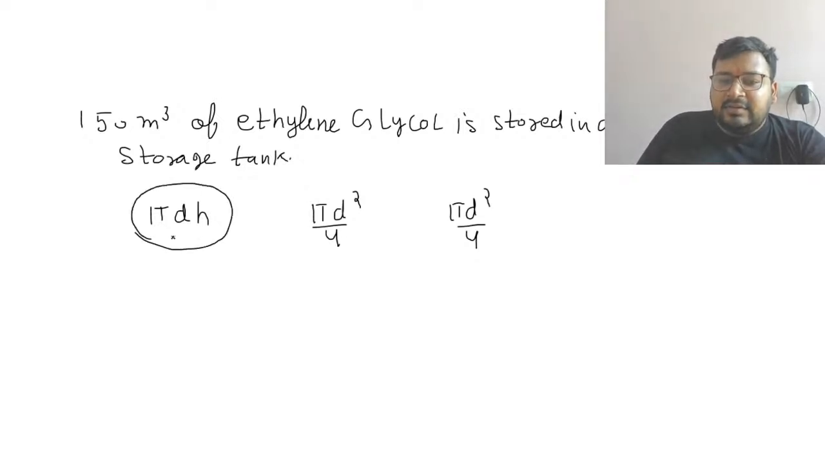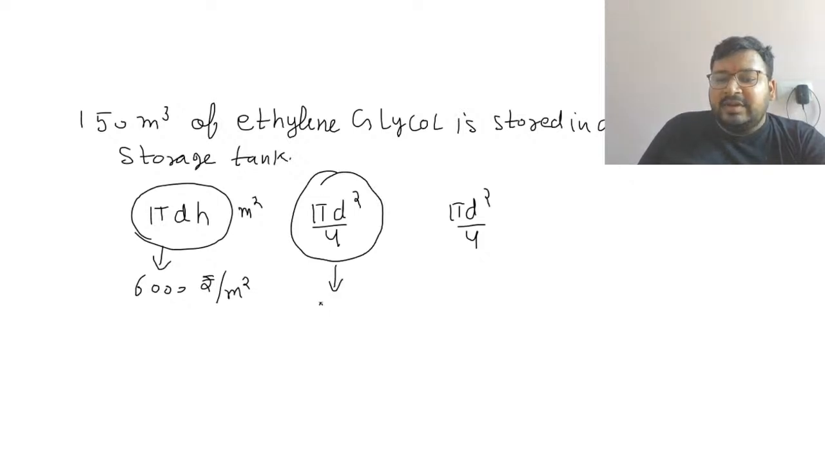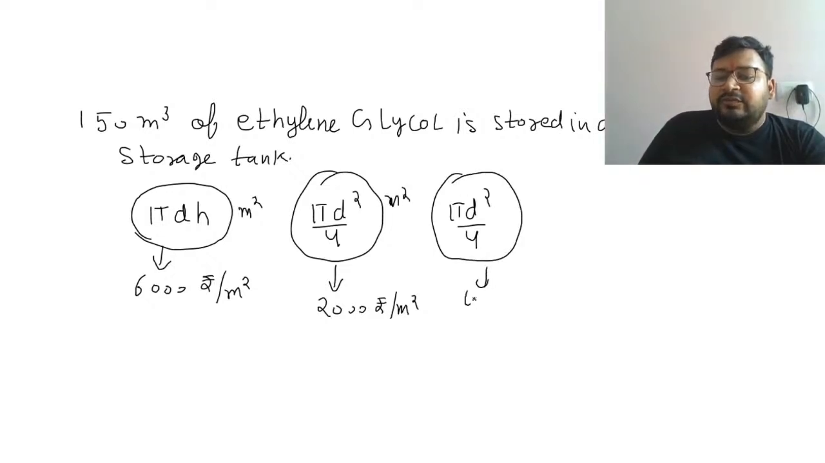For this, the cost of fabrication is 6,000 rupees per meter square. For this, the cost of fabrication is 2,000 rupees per meter square. And for this one, the cost is 4,000 rupees per meter square. Area is in meter square.